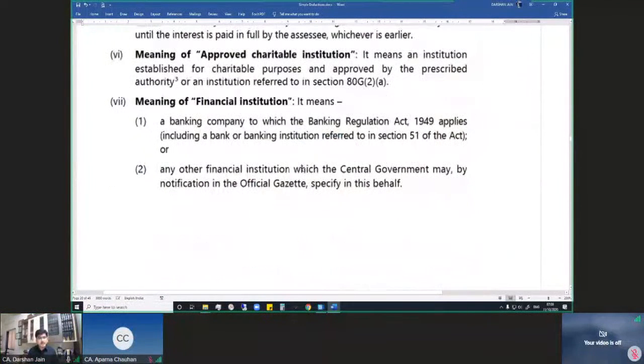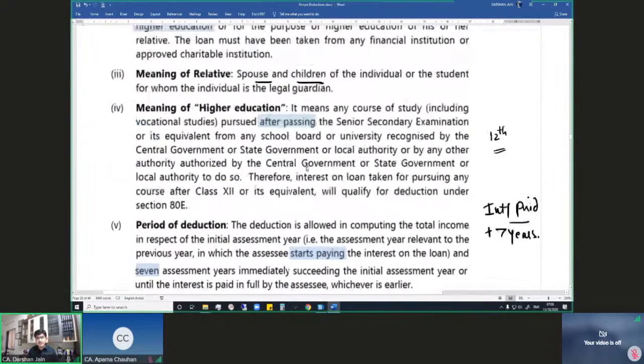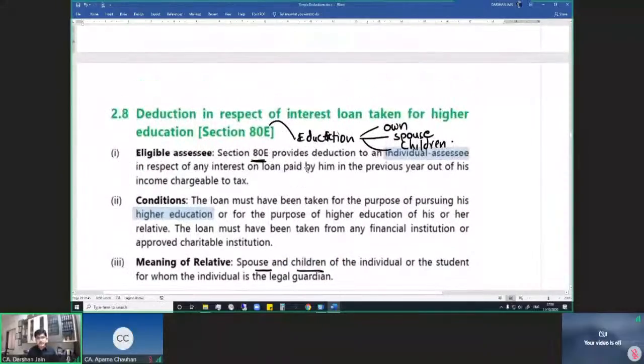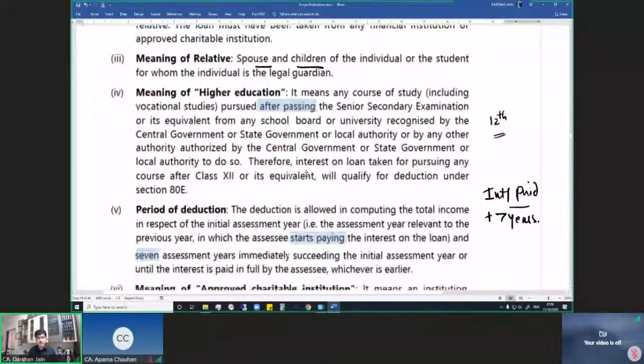The loan has to be taken from a financial institution or an approved charitable institution. If all the conditions are satisfied, you could claim deduction under section 80E in respect of interest on loan taken for higher education.